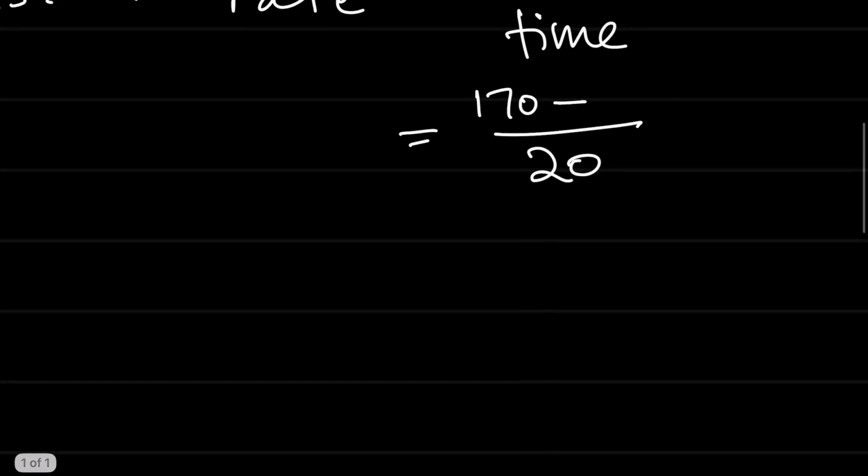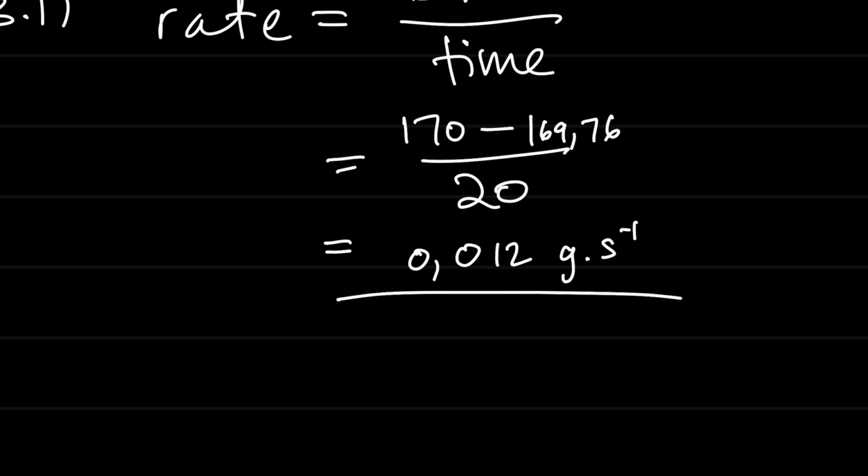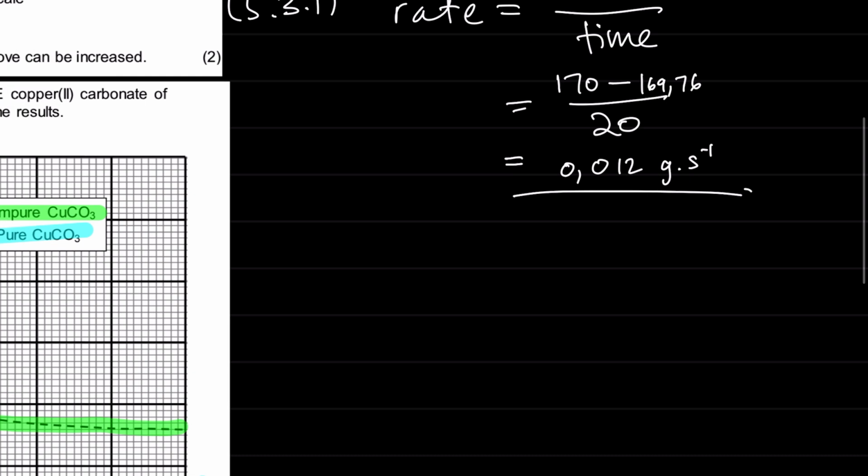We can then substitute that value in here, 169.76, and that will give us an answer of 0.012 grams per second. And that's our rate.